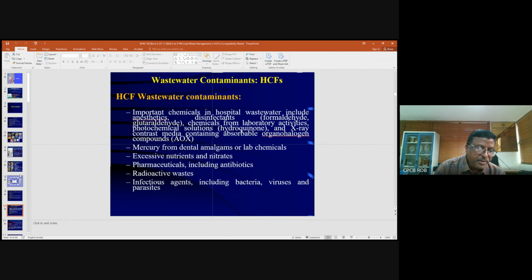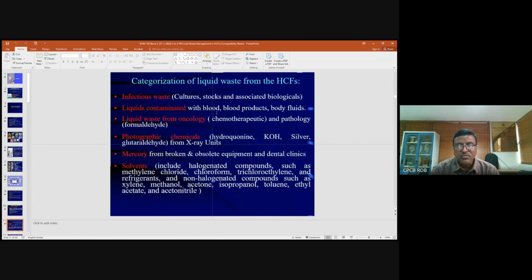Therefore, considering the contaminants in the wastewater, the wastewater generated from the hospital has to be treated properly. Then only the treated wastewater can be permitted to be discharged into the drain so that it can go for further treatment and disposal. Wastewater from healthcare facilities requires proper treatment, and let us see what treatments are available. What is the categorization of liquid waste from healthcare facilities?